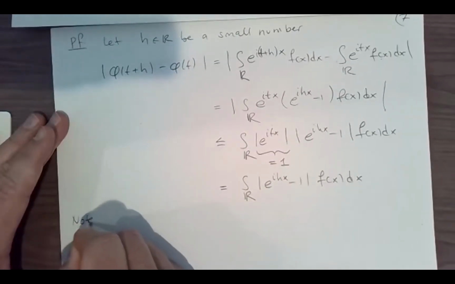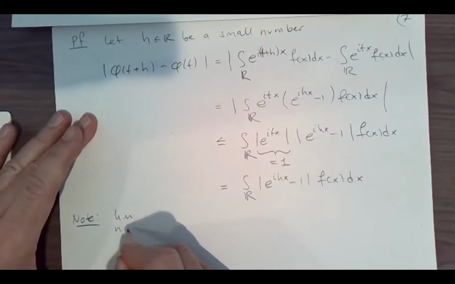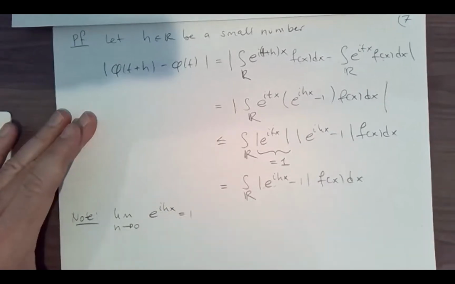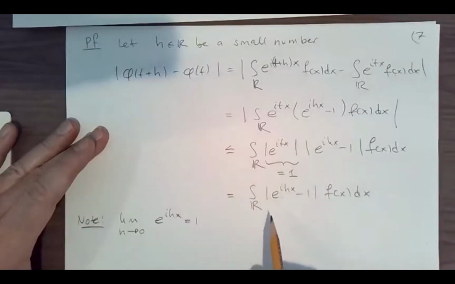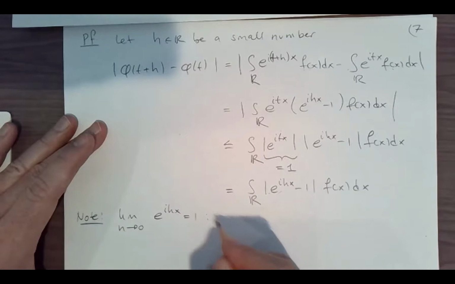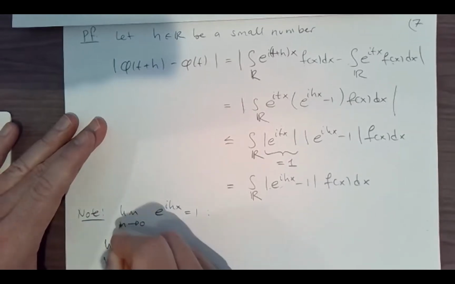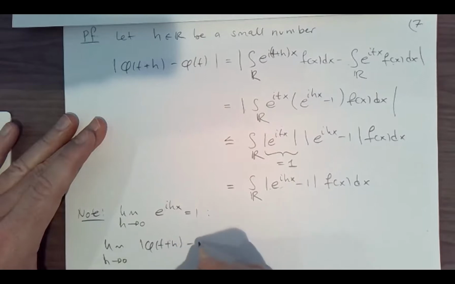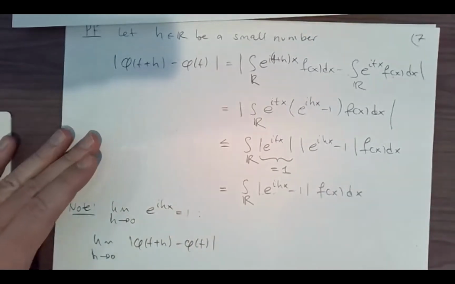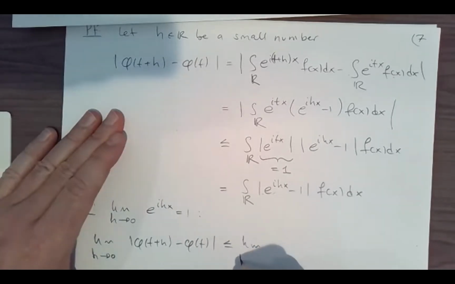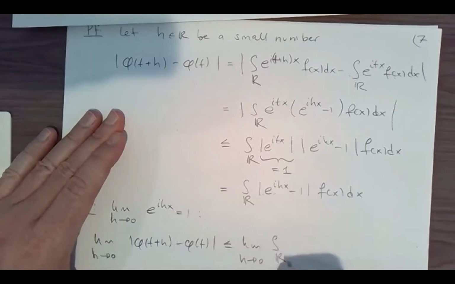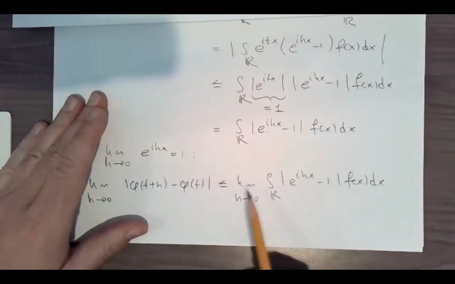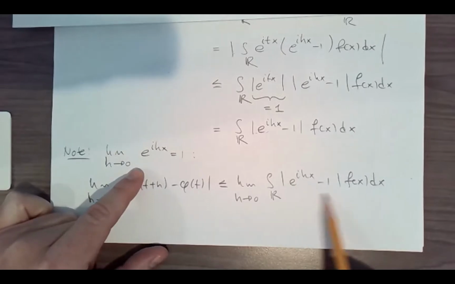We know that if I take the limit as h goes to zero of e^{ihx}, I get exactly one. So if I could move the limit inside, we'd be done. I'm looking at the limit as h goes to zero of the difference phi(t+h) minus phi(t). This will be less than the limit as h goes to zero of what I have here. And the question is, can I pull this limit inside? Because if I can, what I'm going to get is a zero.